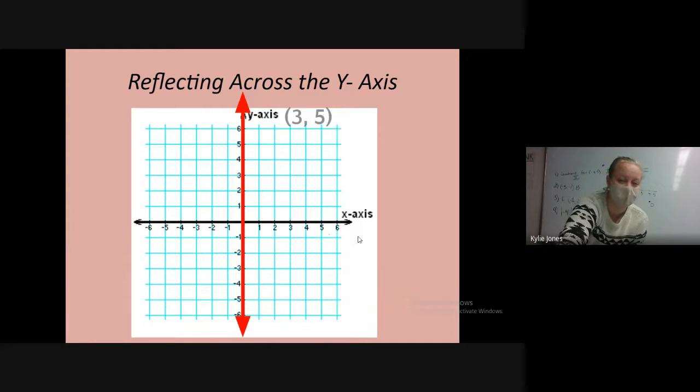Look at another one. 3, 5. Positive 3, positive 5. Which coordinate am I going to change, the 3 or the 5? You're going to have to change the 3. Our positive 3 is going to become what?